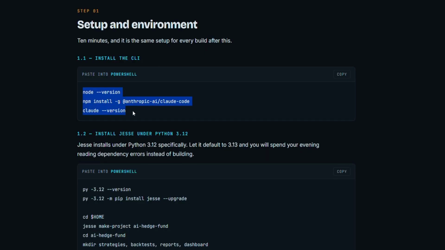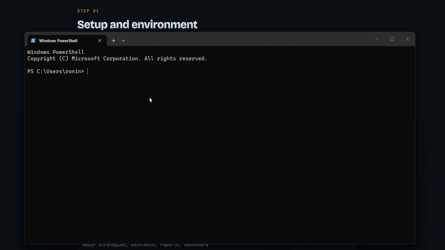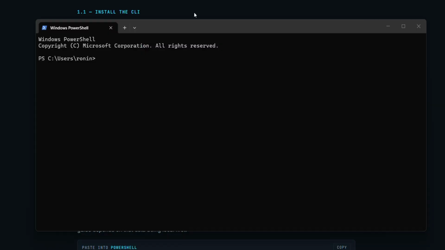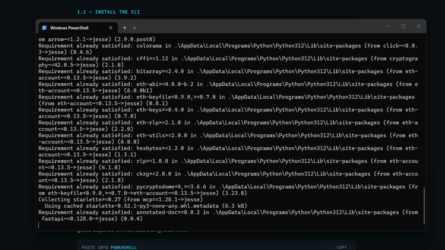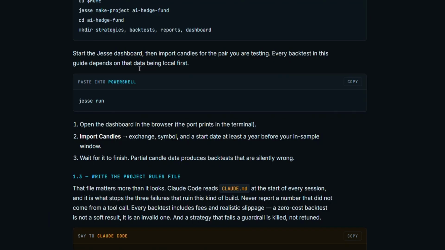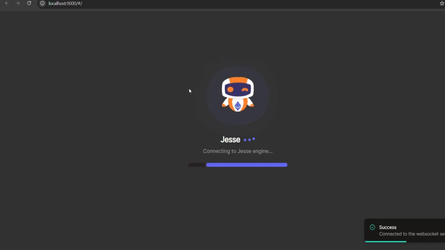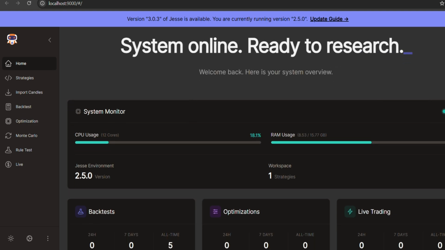Claude Code installs globally through NPM, Node 18 or newer. Jesse installs under Python 3.12 specifically. If you let it default to 3.13, you will spend your evening reading dependency errors instead of building. Once it is up, download the candle data for the pair you are testing before anything else, because every backtest in the video depends on it being local.